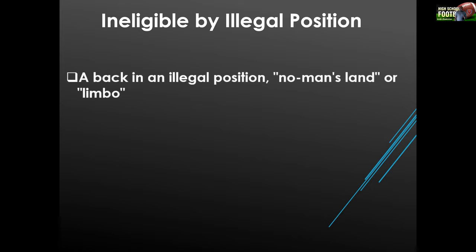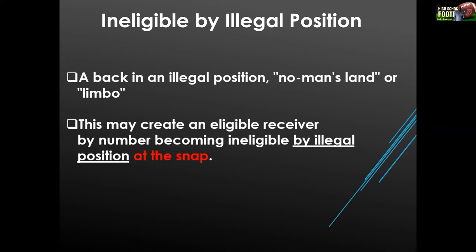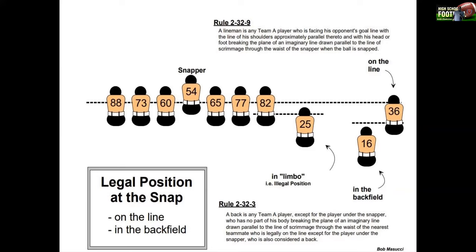All right, a back in an illegal position, which is considered no man's land or limbo. This may create an eligible receiver by number becoming ineligible by illegal position at the snap. Again, if he readjusts himself, it's legal. If he doesn't readjust himself, it's illegal. And we already talked about, I'm going to show you again right here, number 25 is in a limbo position, and because he's in an illegal position, he's not considered a legal back, so he's now an ineligible receiver by position.